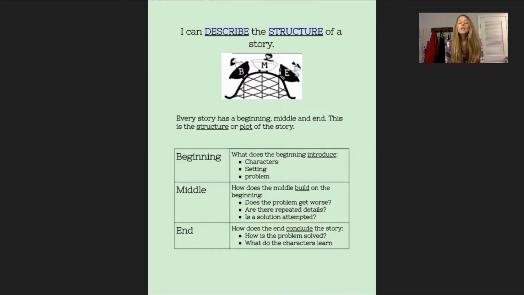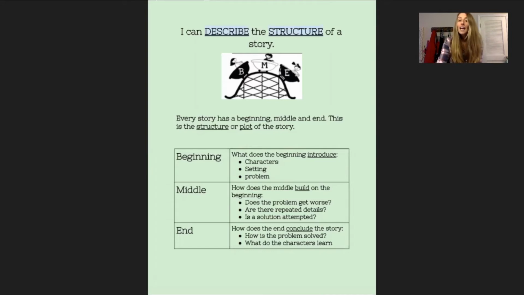So we talked last week about how different things happen at different points in the story. In the beginning is when a lot of things are introduced, like the characters, the setting, and the problem. In the middle is when everything starts to build. The problem usually gets worse. Sometimes there's details that are repeated again from the beginning of the story. And oftentimes the characters attempt to solve the problem, but they don't quite solve it yet. At the end is when the problem is solved, and usually the characters are learning some kind of a lesson.